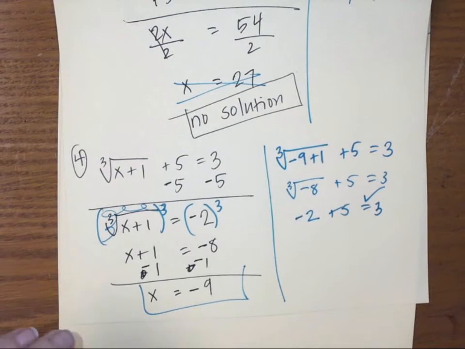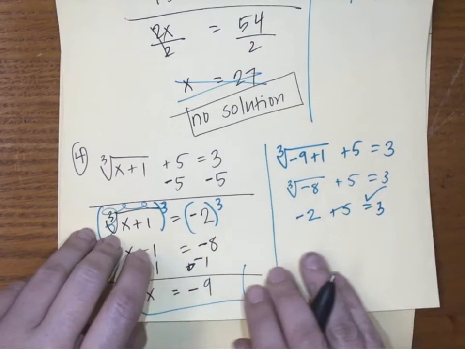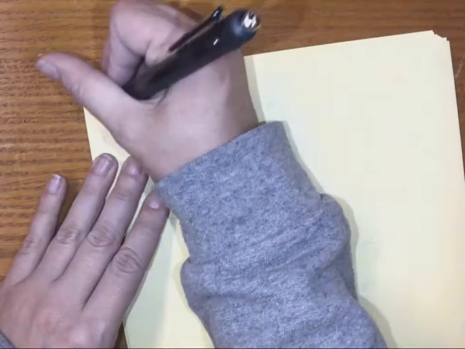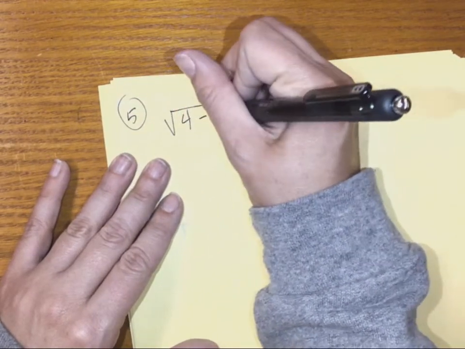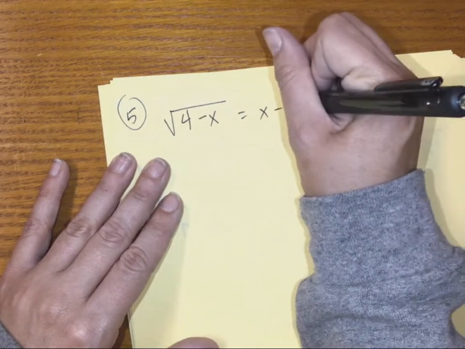That's essentially the lesson. I do want to go ahead and show you one that kind of works out like a quadratic, because you may run across this in the future. So this will be our last problem. If I had the problem, the square root of 4 minus x equals x minus 2.